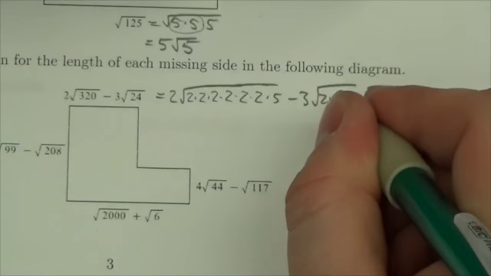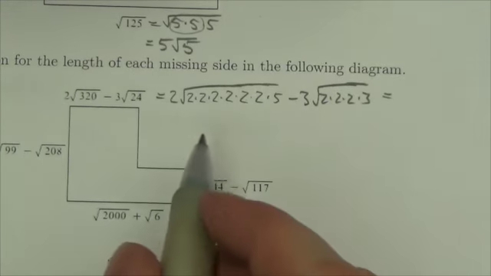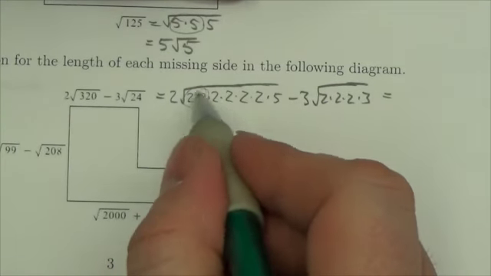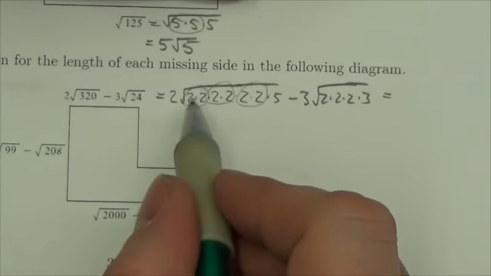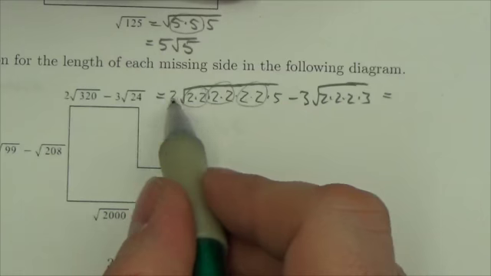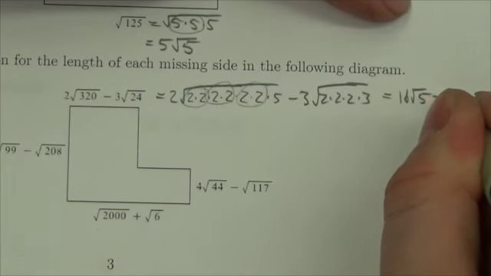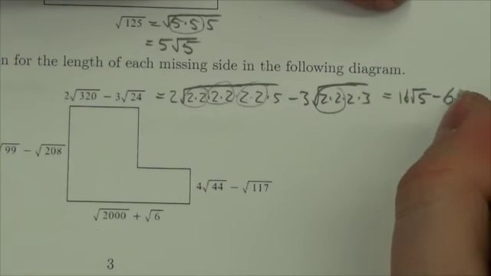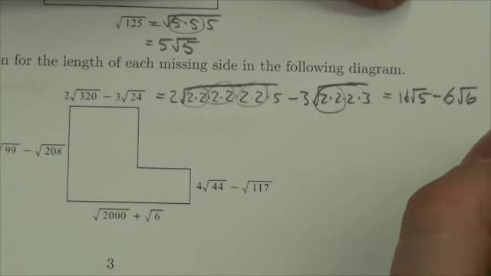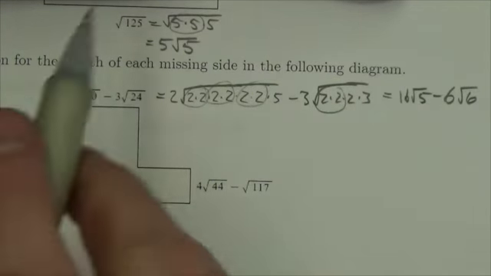That's going to be 8, 2 times 2 times 2 times 3. And so now I'm pulling out pairs of factors, and there are 3 here. So I'm going to pull out a 2, a 2, a 2. Now there's already a 2 out there, so there's going to be 4 2's out there. So there'll be 16 root 5 minus, I can only pull out a single 2 out of this, so this will be minus 6 root 6. Okay, so that's the length of that top side there.